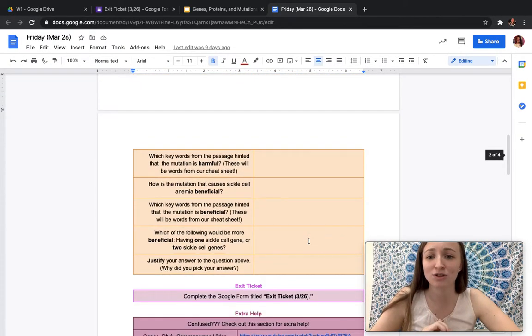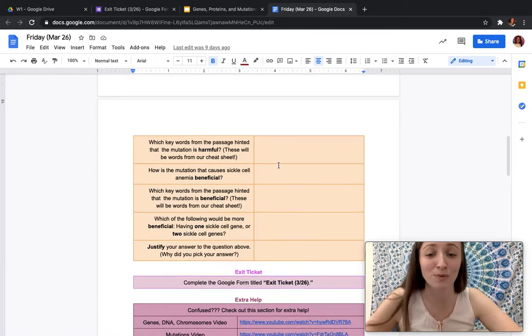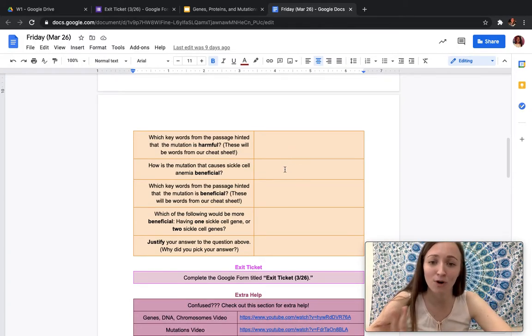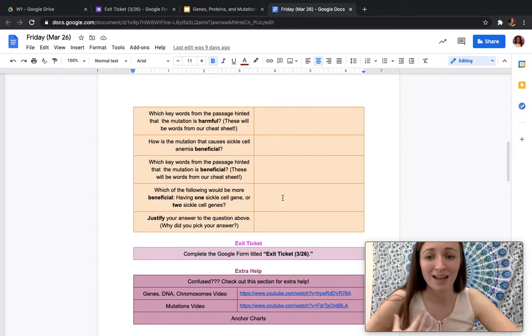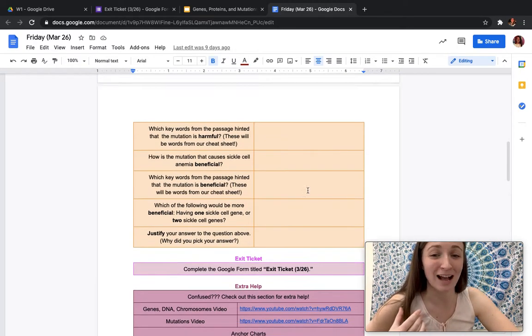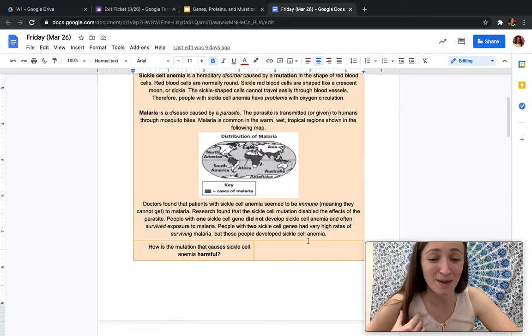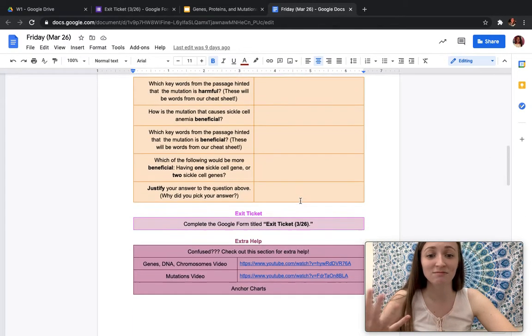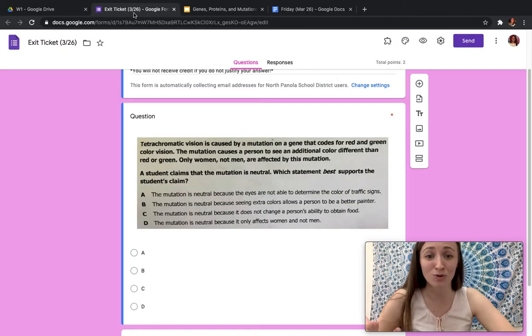And then it's going to ask you, okay, how did you know that it was harmful? So what key phrases or words helped you know that was the truth? And then same thing for beneficial. Tell me, how is it beneficial and how did you know? And then it's got one more question about those last couple of sentences here in the paragraph. And then you're pretty much good to go after you do your exit ticket.